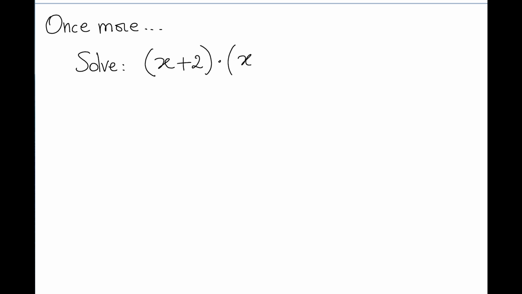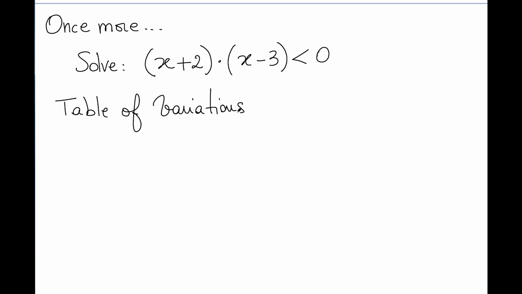What's a table of variations? Actually, let me just rewrite the problem. So the problem was, again, we wanted to solve this product: x plus 2 times x minus 3 negative. So as I said, I'm going to appeal to something referred to as the table of variations, where I'm going to embed all of the information I had before, but in a compact way.